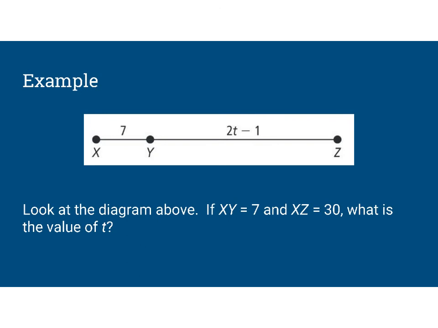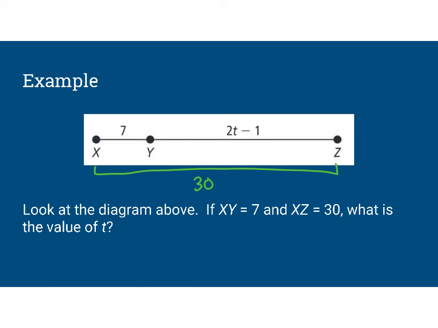Example: if XY is 7, okay, and that's labeled on our picture, and XZ is 30. XZ, what is XZ here? XZ looks to be the entire distance. I know this entire thing is 30. Any chance that you have to work with pictures, label them, use them. We're going to be using a lot of visuals this year in geometry. What is the value of t?